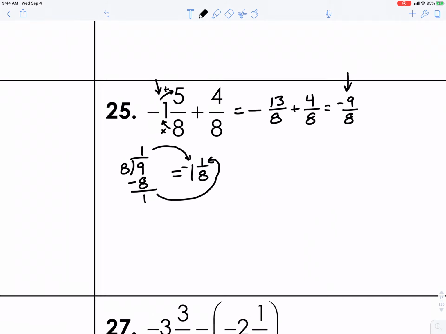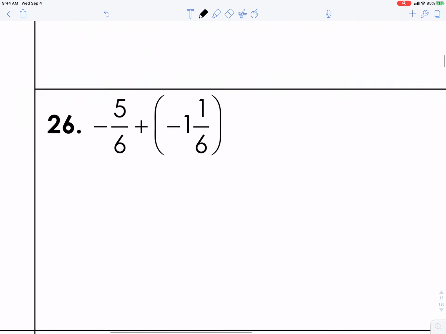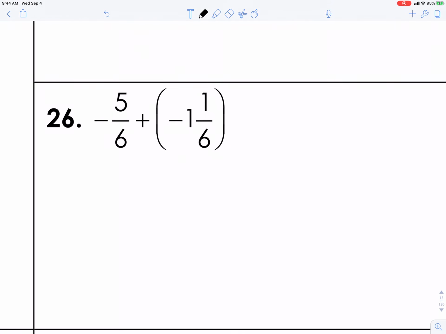Okay, move on to the next one. Now, these parentheses are just showing we're adding a negative, okay? So you don't have to worry too much about it. It's really all it is, you're combining them. So when you combine, you add. So let's work on combining these things.